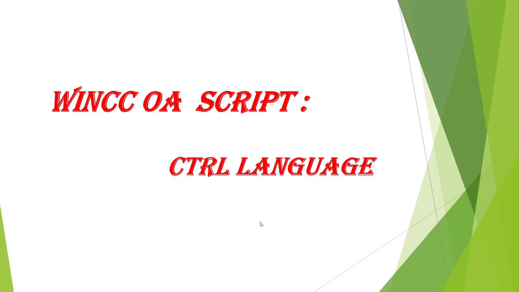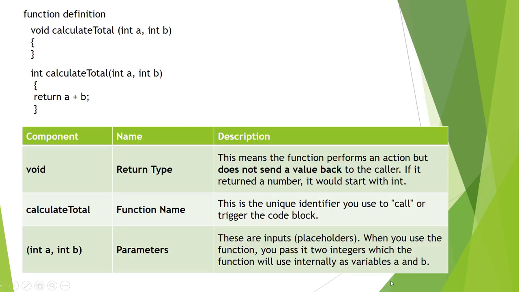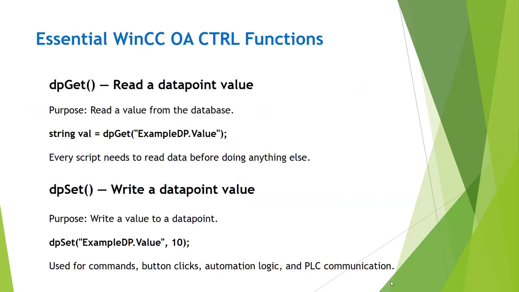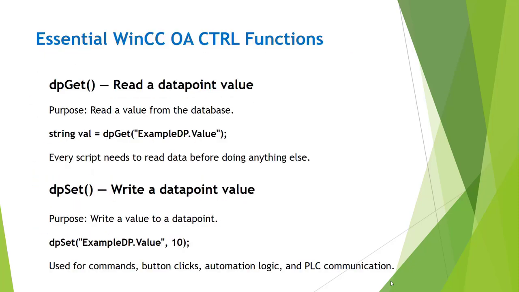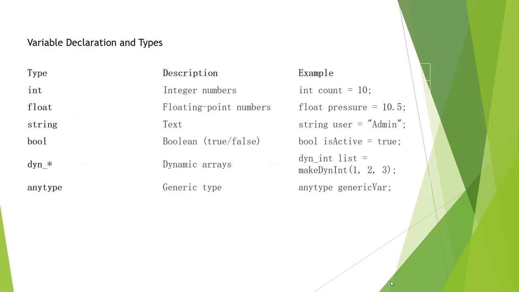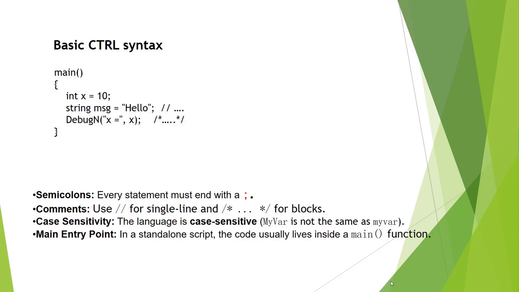In this video, you are going to learn the essential control functions that everyone must know. These are the functions you will use in every single project: reading values, writing values, updating the UI, reacting to data point changes, and debugging your script. By the end of this video, you will understand the foundation of WinCC OA scripting. You will be ready to build real logic in your panel. Let's get started.